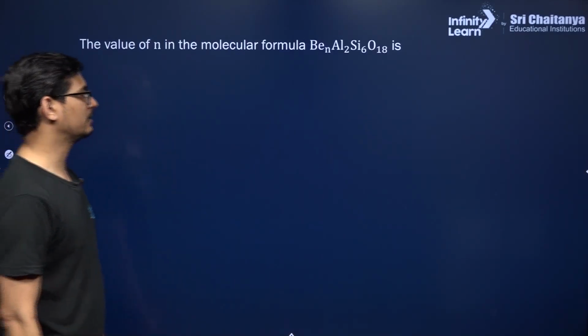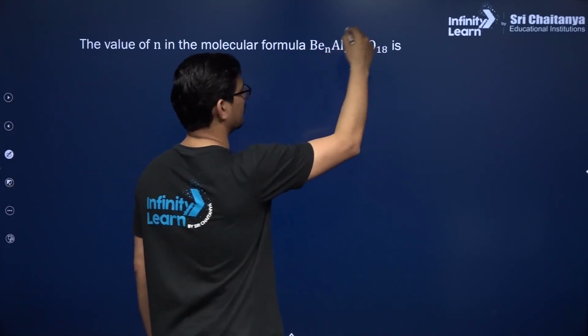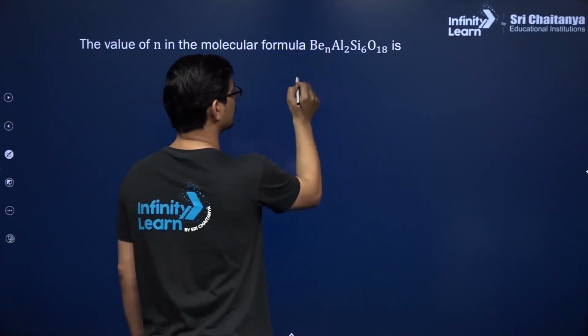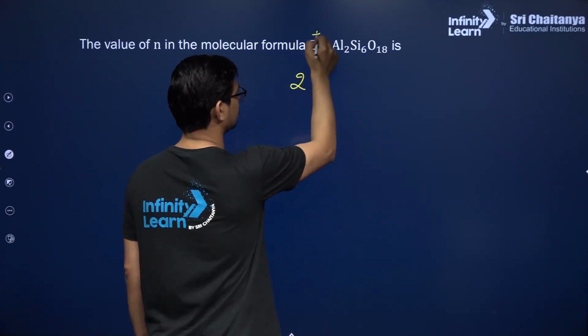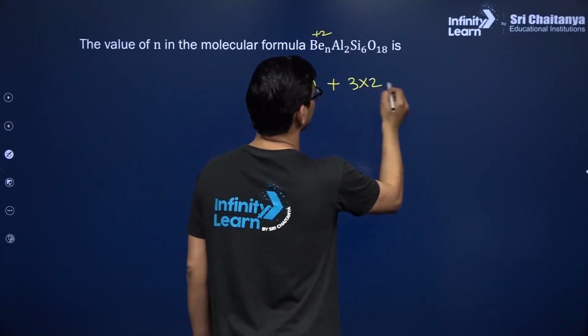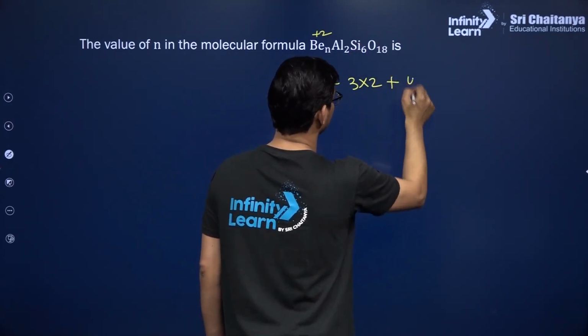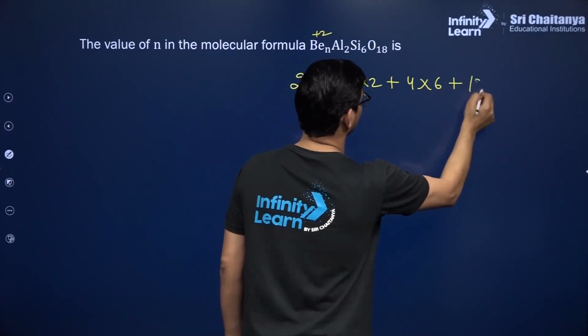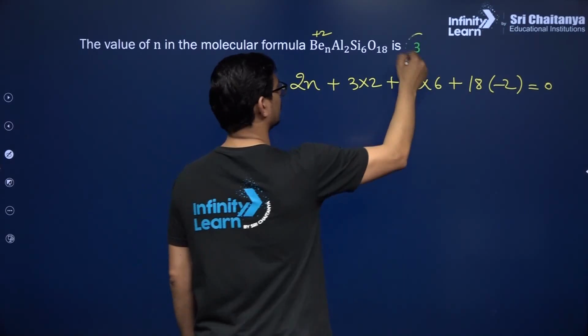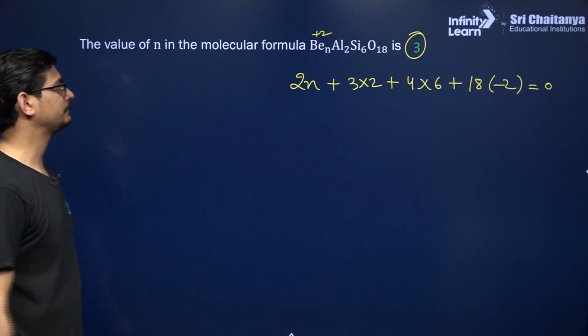The value of n in the molecular formula, a very simple question. The sum of oxidation states of all the atoms in a compound is 0. So beryllium is 2, right? The oxidation number is plus 2. n, right? Aluminum is always 3, so 3 into 2. Silicon here is plus 4, so 4 into 6. And oxygen is minus 2, so that must be equal to 0. So if you work it out, you will get n is equal to 3.